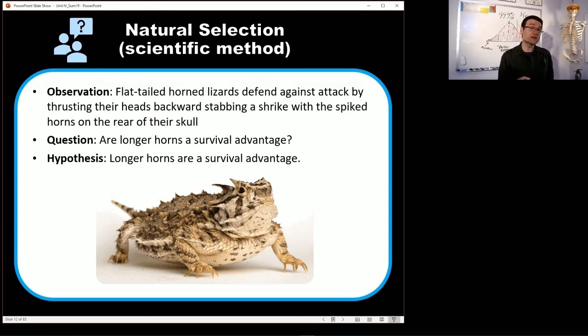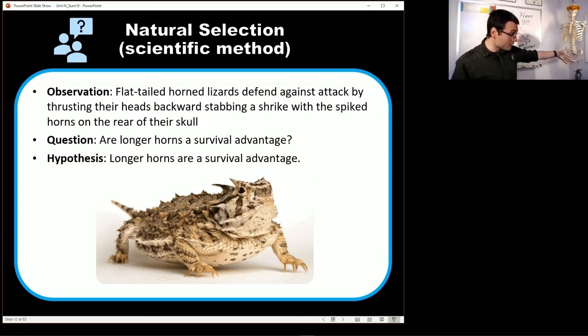Meanwhile, the dead horny toads in that area, well, they're going to be the ones who were not able to defend themselves. So you would suppose that their horns would be a little bit shorter on average. So this prediction then tells you what kind of experiment you would have to design in order to test it.